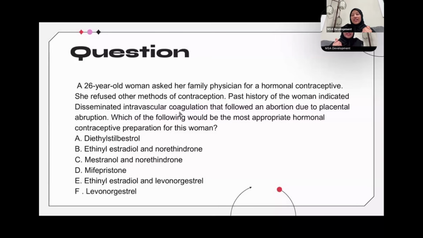So DIC is a thromboembolic-like event for sure, confirmed. So you do not want to give estrogen at all. Remove estrogen from your choices. All of these are estrogen, estrogen, estrogen. Mifepristone we did not discuss. It's an abortion medication, so not used here. So we will go with the progesterone-only pill.